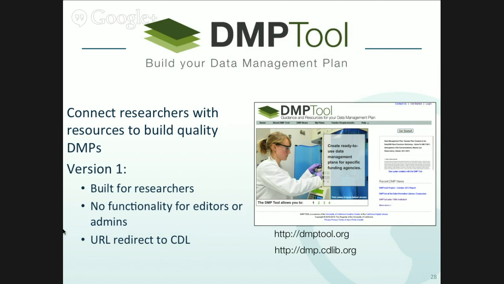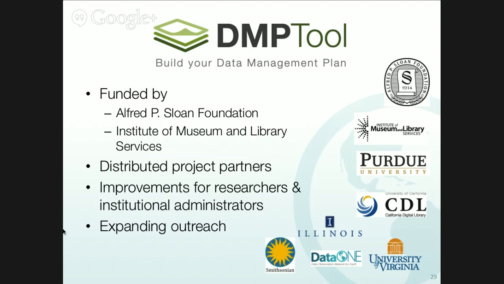So version 1 was really focused on researchers, and it didn't have any functionality for editors or admins, and you'll get a little better idea what I mean by that. And it was really a CDL view of the project. And so for version 2, we thought, rather than doing a lot of these processes from scratch, we were having to do a lot of handwork in order to make the tool functional. We applied to the Alfred P. Sloan Foundation and IMLS for funding to create version 2 of the tool. And so we have a distributed group of partners, and they're listed on the screen. A lot of our original partners are still involved in the tool. And we really wanted to improve the tool for researchers and expand outreach.